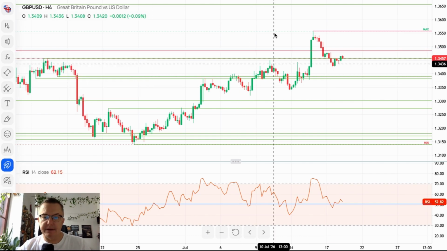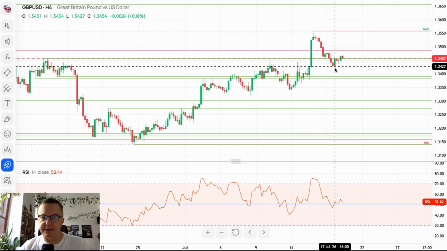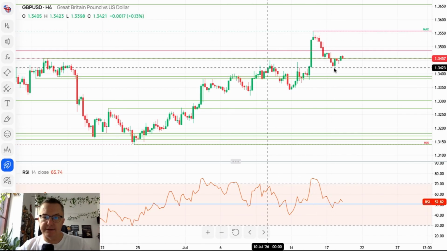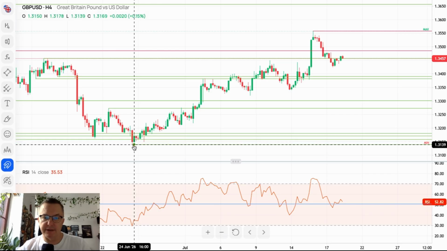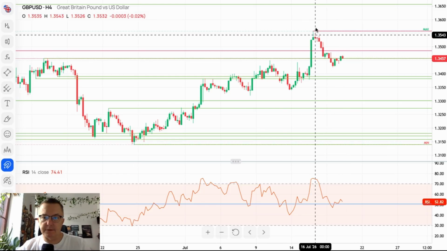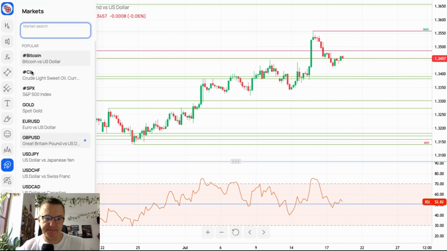Despite the fact that we went as high as 1.3557, this decline to the downside might still be part of this movement to the upside. However, it's the biggest correction since the low here at 1.3159 was established. So please consider the situation where the corrective cycle to the downside might deepen towards 1.3383.